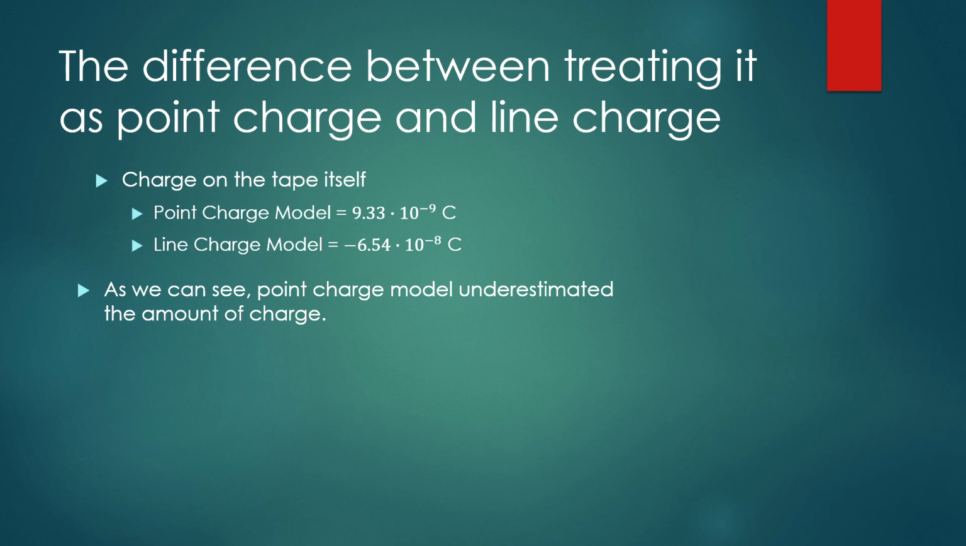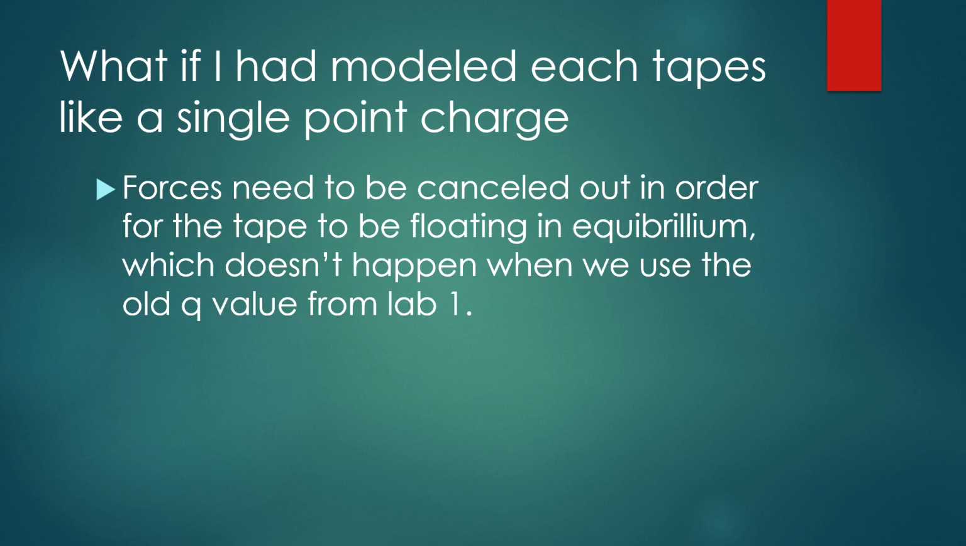So the difference between treating it as a point charge and a line charge, for the answer, we actually end up getting very different answers, because as we can see, the point charge model actually underestimated the amount of charge that would be on the tape. So what if I had modeled each tape like a single point charge? The forces would need to cancel out for the tape to be floating, which doesn't happen when we use the old Q value from lab 1, because that would not be accurate.